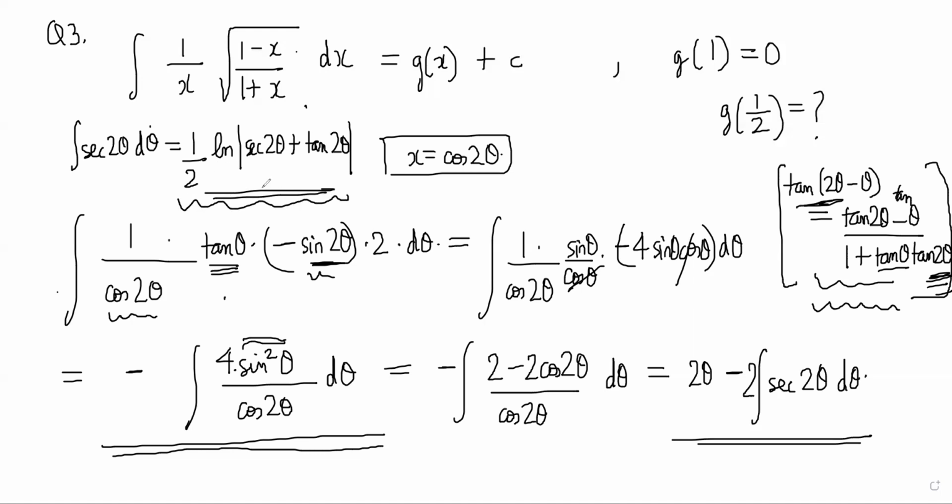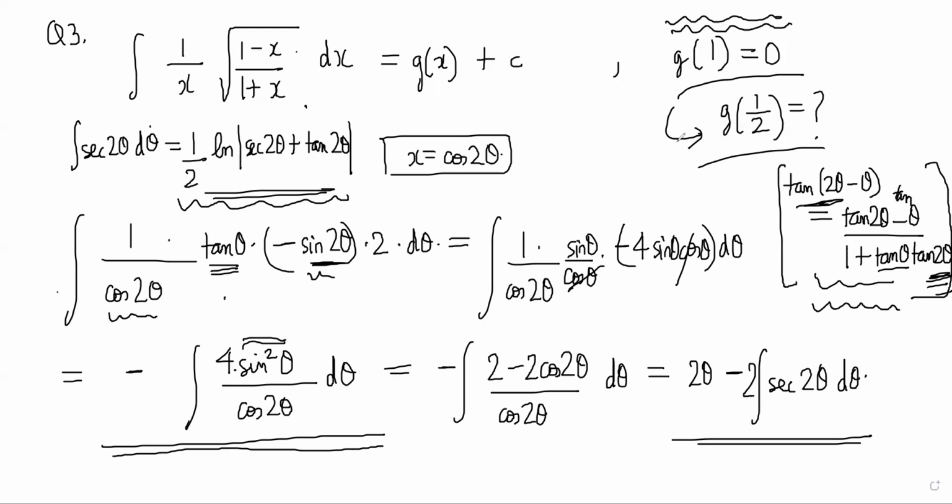So once you have gotten this, at this step, you can put back your x and try to find the values now. There is also a constant plus c, which will come by knowing g of 1 is equal to 0. From there you will find out c, and then you will find out g of half. Is it clear to everyone?